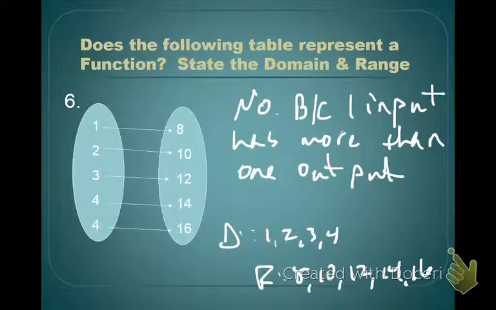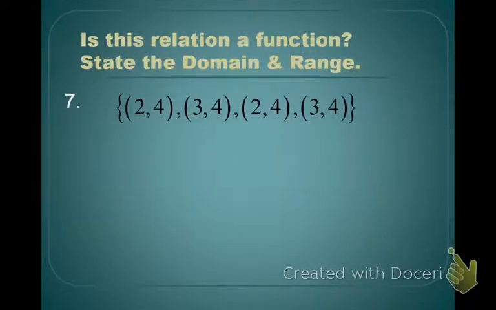A little different way that we can write our relation. We can write our relation as ordered pairs. That's kind of what the definition is. It's a way to map out ordered pairs. Your x's are your inputs, your y's are your outputs. So apparently this is telling us that 2 maps to 4, 3 maps to 4, 2 maps to 4, 3 maps to 4. So is this a function? Okay. Definition. Does each input map exactly to one output?